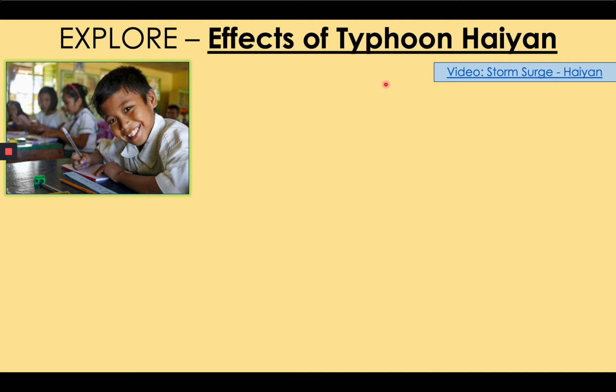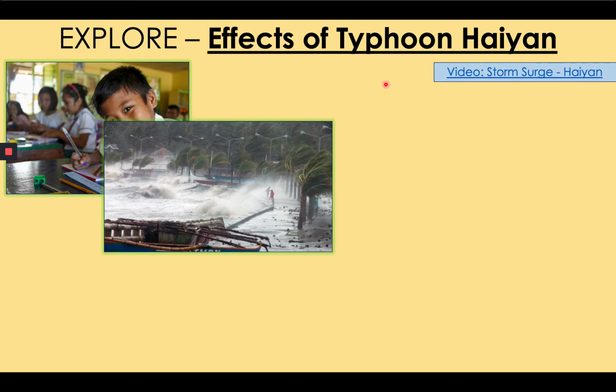But it all went wrong on November 8th, 2013, when Typhoon Haiyan hit the Philippine city of Tacloban. Julian was at school, much like you see in this photo. The typhoon brought incredibly strong winds up to 195 miles an hour that began uprooting trees and tearing off the roofs of houses.